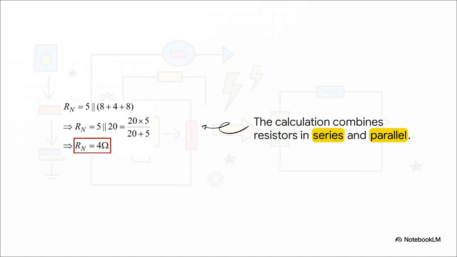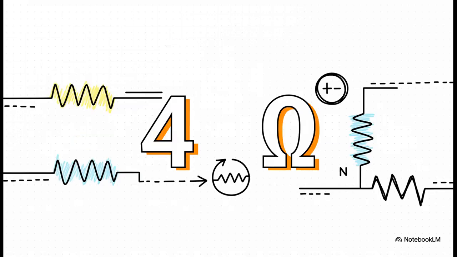So, looking in from A and B, what do we see? We see that 5-ohm resistor is in parallel with everything else. And that other branch? It's just the 8, 4, and 8-ohm resistors all in a nice straight line. That means they're in series. So we just add them up. 8 plus 4 plus 8 gives us 20 ohms for that whole branch. So now the problem is simple. What's 5 ohms in parallel with 20 ohms? You run the calculation and you get our final answer, 4 ohms. That's it. Our Norton resistance, RN, is 4 ohms.